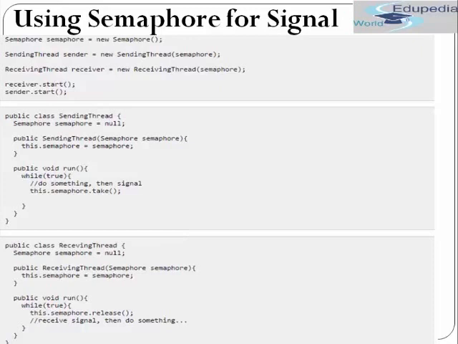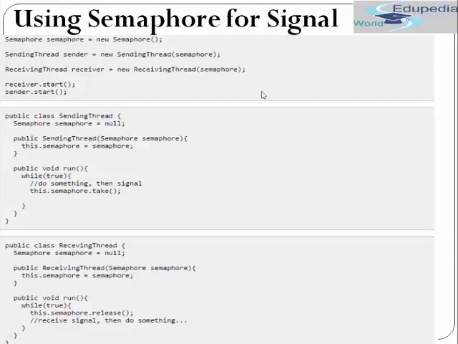Okay, so you see over here, we have created an object of the Semaphore class, and the object name is semaphore. Then we create the sending thread: SendingThread is our class and the object is sender. Similarly, we have another class, ReceivingThread, and receiver. On both of these we send the same semaphore object, and then we start both of the threads by calling the start method.